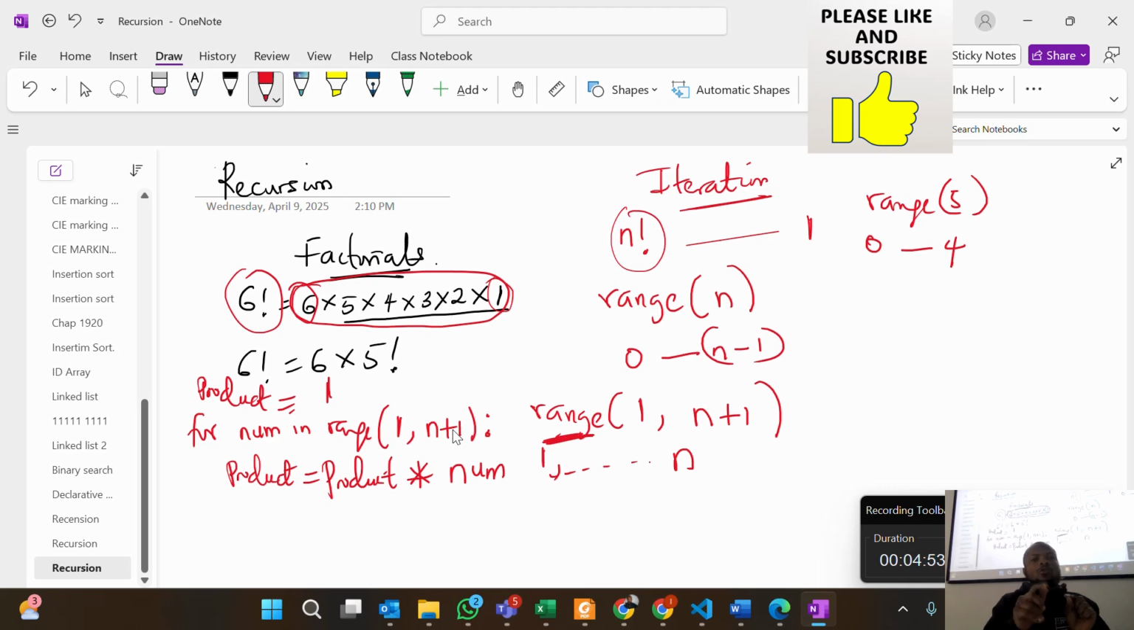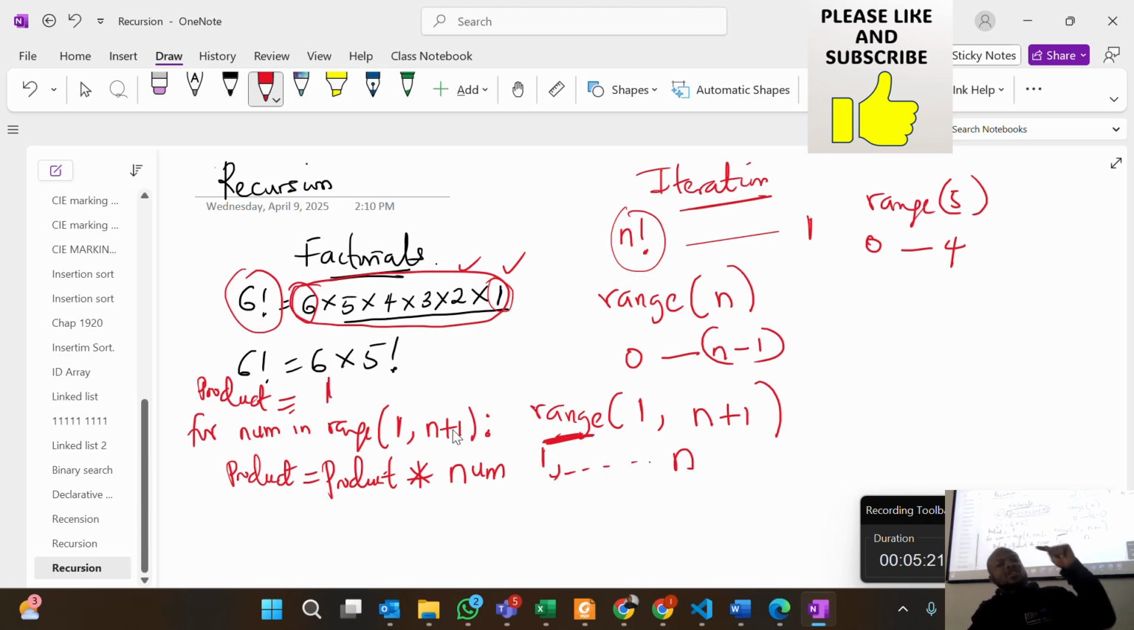So that when num will start from where, everyone? 1 and not 0, isn't it? It starts from 1. Then it takes 1, multiplies by what? By 1, because product was 1, isn't it? That gives what? 1. It goes back and takes num equals 2, and multiplies 2 by the previous product. And what is the previous product? 1. So that is 2 times 1, which is the previous product, isn't it?